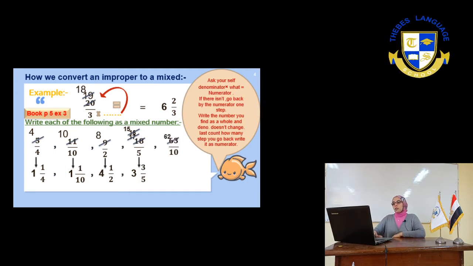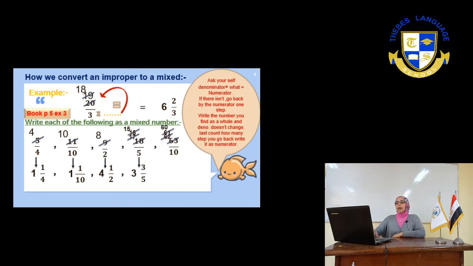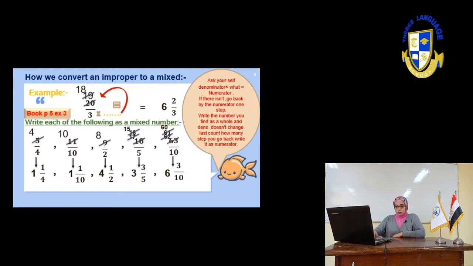Last one, 63 over 10. Now ask yourself, 10 times what equals 63? No. Back. Back again. And back again to reach 60. Now 10 times what equals 60? 10 times 6. So the whole will be 6. Denominator 10. And the numerator, we have 3 steps here. So it will be 6 and 3 over 10.